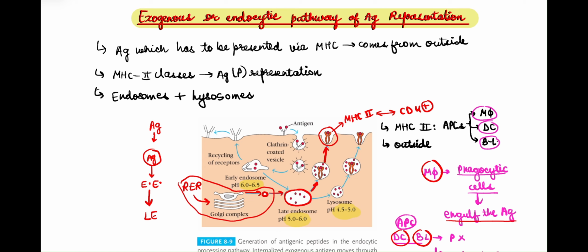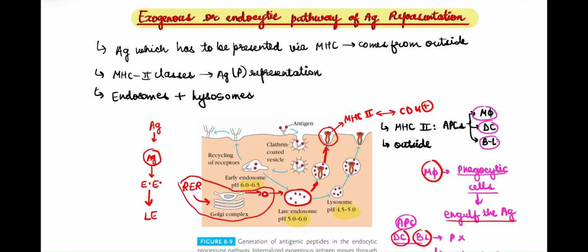One most important thing that you need to know about antigen presentation here is that the antigen which has to be presented through the MHC, and that also specifically through the MHC2, has to come from outside. In comparison, when we talked about the endogenous pathway, there the antigen had to be synthesized within the cell itself. The organelles which are involved here include endosomes and then the lysosomes.